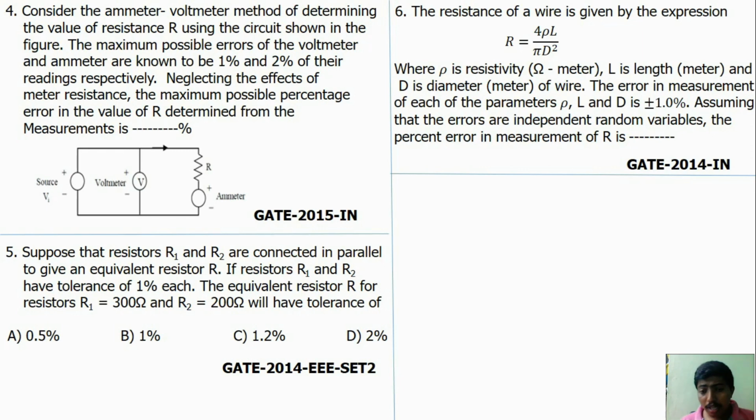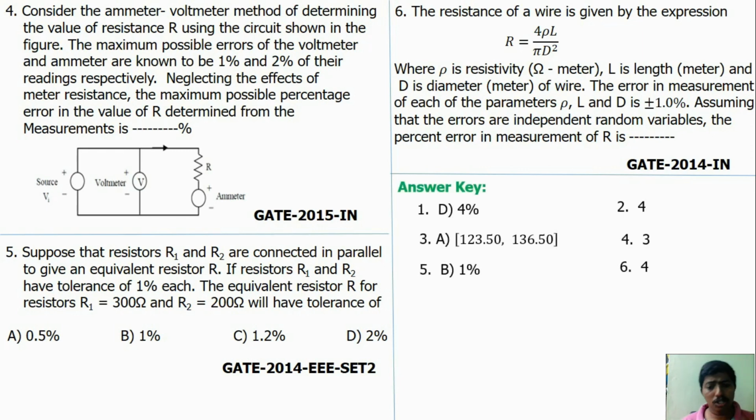Okay. The answers for the questions. The first question: option D is correct, 4%. The second question: 4. The third question: option A is correct. The fourth question: 3. The fifth question: option B is correct, and the sixth question: 4. Okay, these are the answers. If you have these answers, no problem. If your answer is mismatched, kindly post your answers.